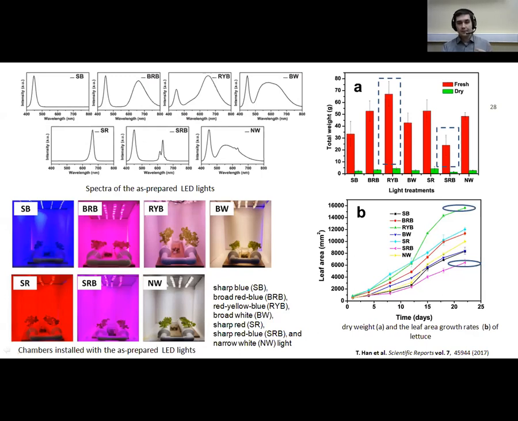Based on this result, under the radiation of red, yellow, and blue light, the leaf area growth rate and dry weight of lettuce are about 3 times as high as under the radiation of, for example, SRB light, respectively. So the lettuce grows faster under BRB light in comparison with SRB, and faster under narrow white light than broad white. Narrow white is a little bit faster in comparison with the broad white emission.